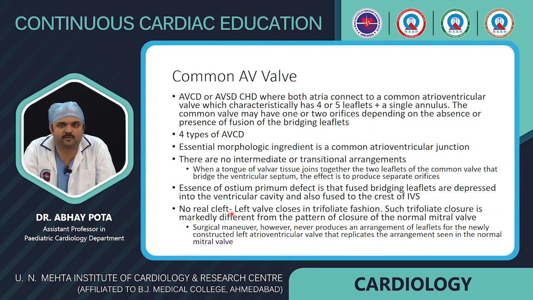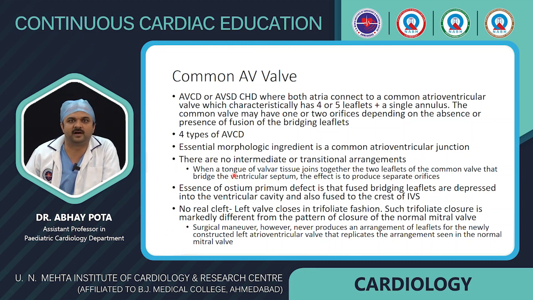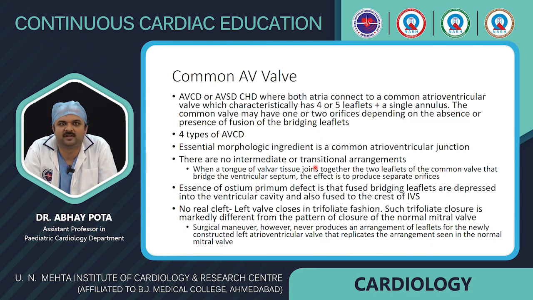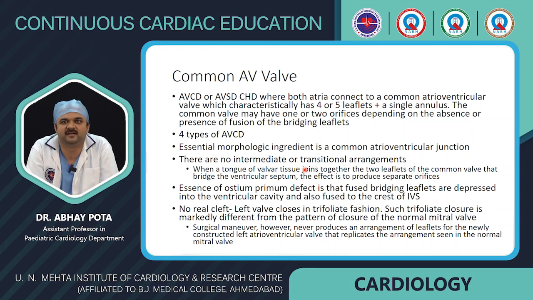But the essential morphologic ingredient is a common atrioventricular junction. There are no intermediate or transitional arrangements morphologically. So when a tongue of valvular tissue joins together the 2 leaflets of the common valve that bridge the ventricular septum, the effect is to produce separate orifices. The essence of ostium primum defect is that fused bridging leaflets are depressed into the ventricular cavity and also fused to the crest of the IVS. So only ostium primum ASD is there.